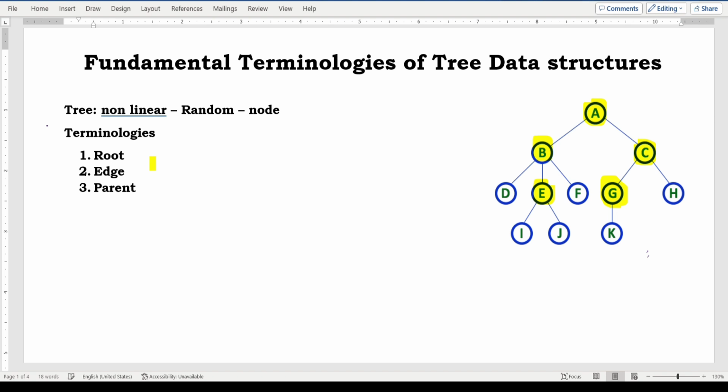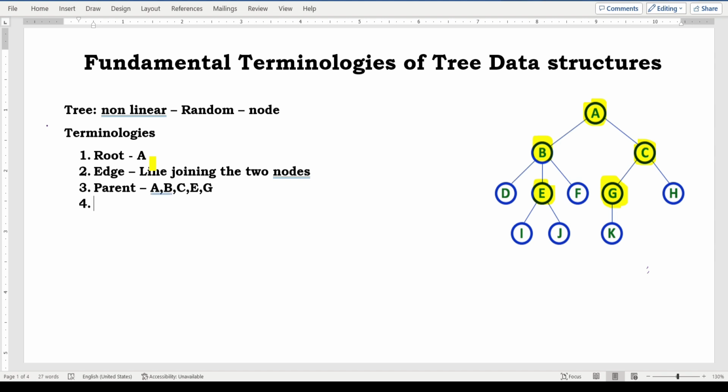So here the root node is A, and the edge, you know, the line joining the two nodes is called the edge. And here the parent nodes are A, B, C, E, G.